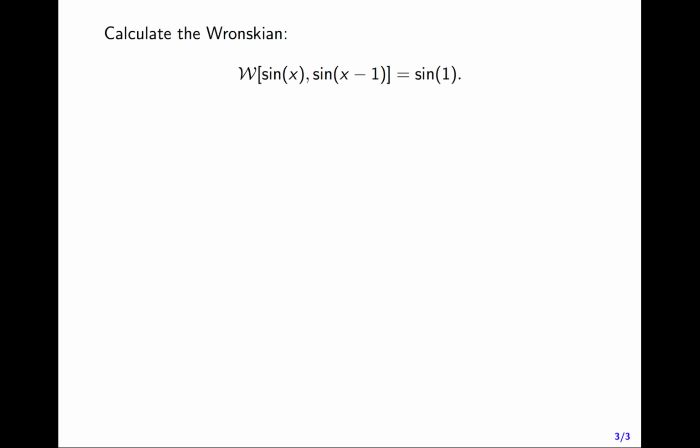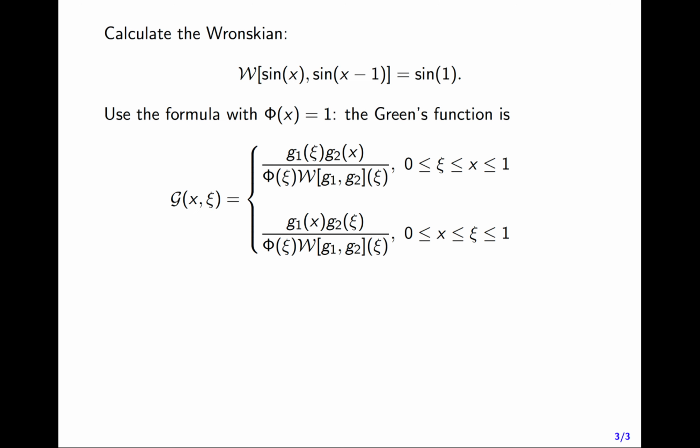Now we need to calculate the Wronskian of g1 and g2. That's the Wronskian of sine of x and sine of x minus 1. And I claim that that is just equal to sine of 1 once you do the calculations and do a little more trig identities. I will suppress those calculations in this video. So then we use the formula for the Green's function. And here the coefficient on the second derivative in our original boundary value problem is just phi of x equals 1. So the Green's function, from its formula from the previous video, is this big piecewise mess for g over the interval 0 to 1.